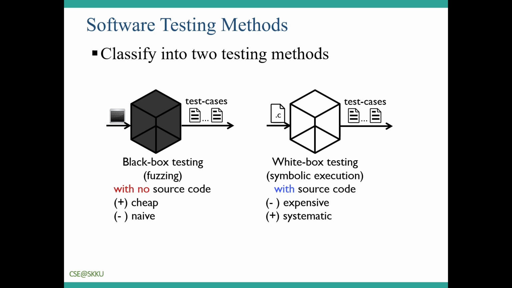There's also a third category, gray box testing or gray box fuzzing, which combines elements of both black box and white box methods. It observes part of the source code, so it's more informed than black box, but cheaper than white box testing. Today we'll focus on a specific white box testing method called symbolic execution.